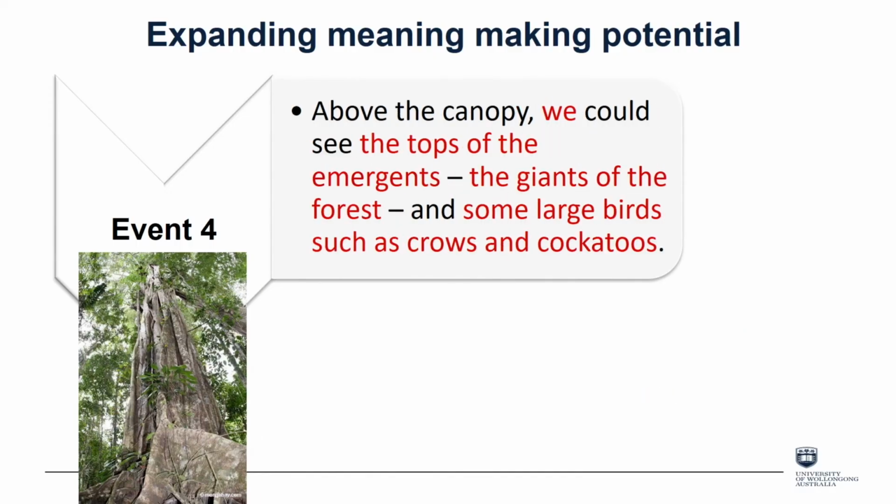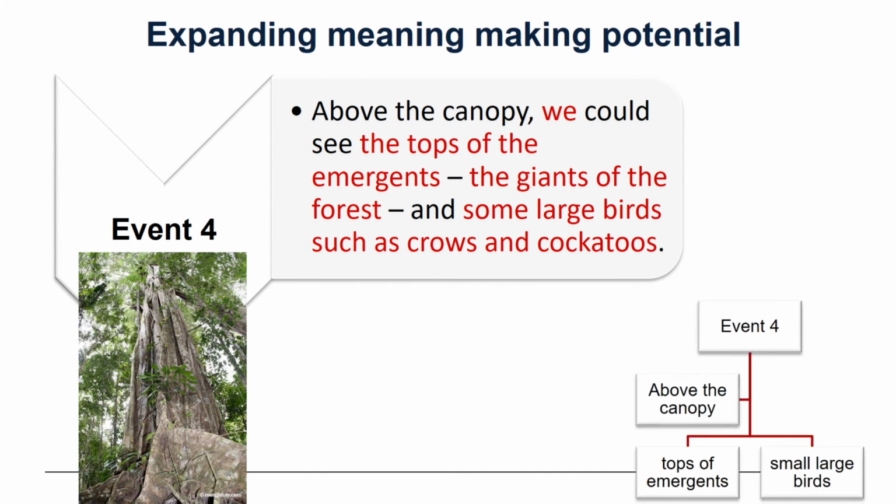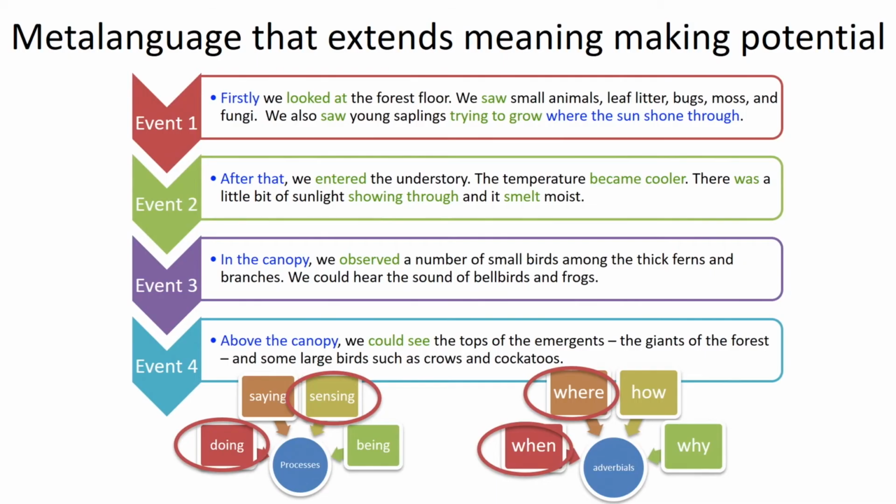And in the canopy, we enter a different layer of the forest. In the canopy, we saw small birds, and we can hear the sound of the bellbirds and the frogs. So different senses were involved. The writer now became a reflector, not just an observer, not just a person who writes about very spontaneous personal feelings. Above the canopy, we could see the tops of the emergents. Again, we see those connections between different knowledge ideas, the relationship between the different parts of the knowledge. And that's what helps expand the learner's meaning-making potential.